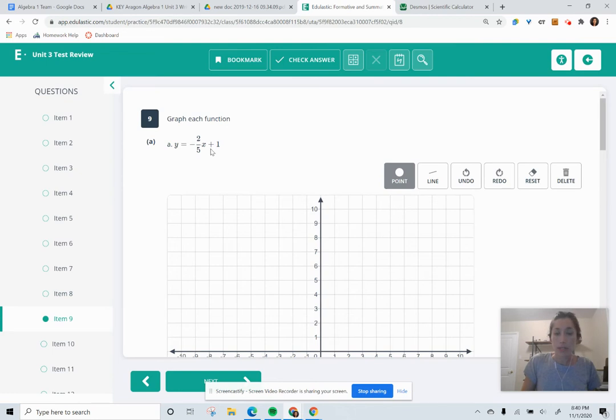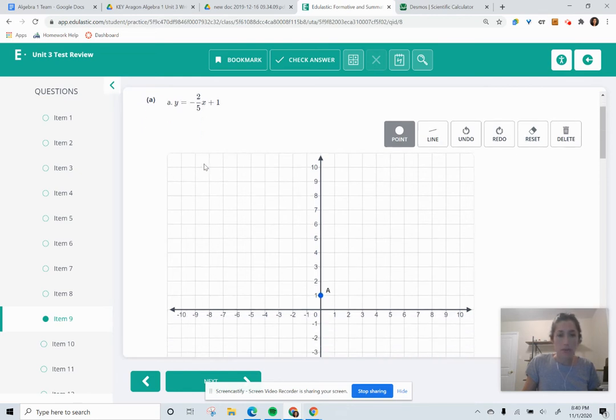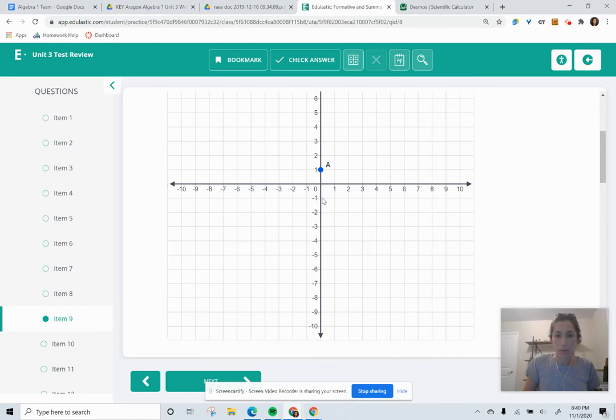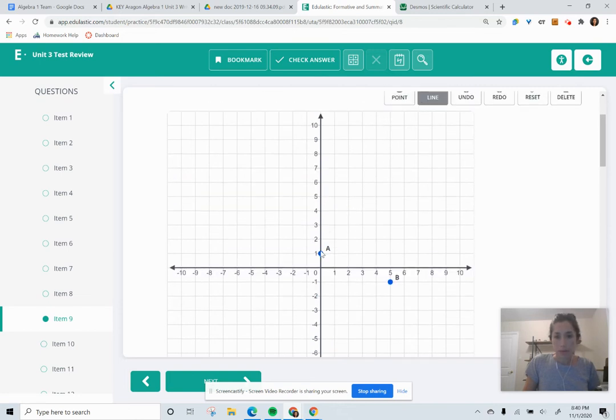And now we're just going to practice actually graphing. So remember, the first thing we always graph is the y-intercept. So it's at +1. So I'm going to put a point at 1, and our slope is -2/5. So that means I can go down 2, to the right 5. Oh, let me get my line.